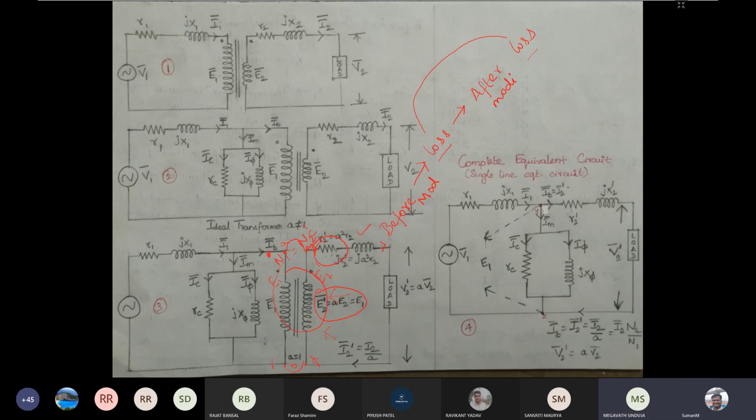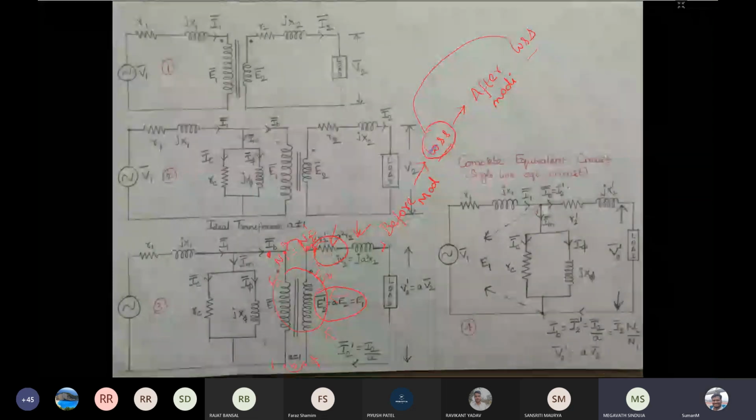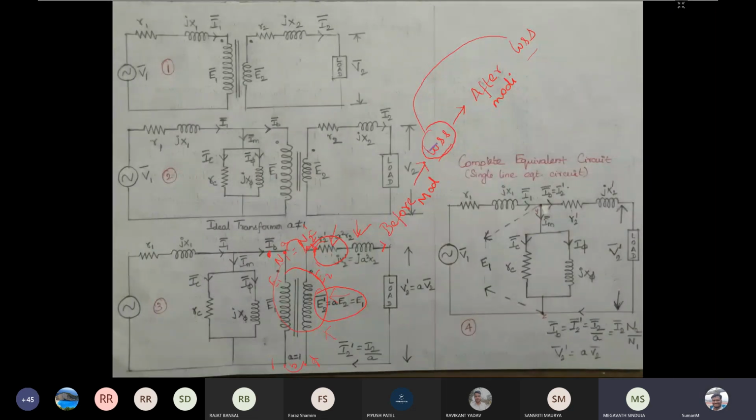So once you want to keep the loss constant, the resistance and the reactance also need to be changed appropriately in order to keep the loss constant. So what do we need to do? We have to equate the power loss before modification and the power loss after modification. So let's say that before the modification, the power loss is given by I2 square into R2. Then after the modification, let's say that the current is given by I2 dash square into R2 dash. So this is before modification and this is after modification.